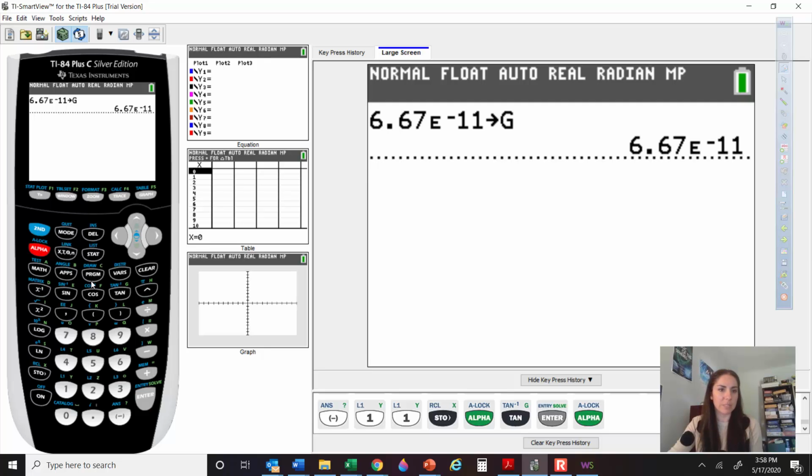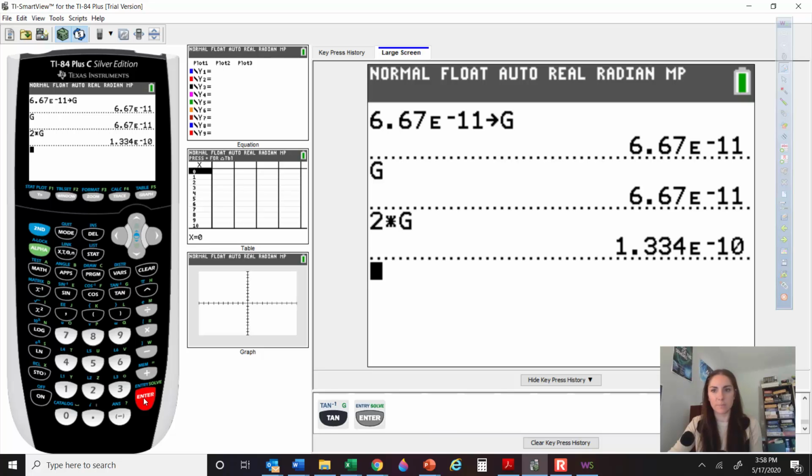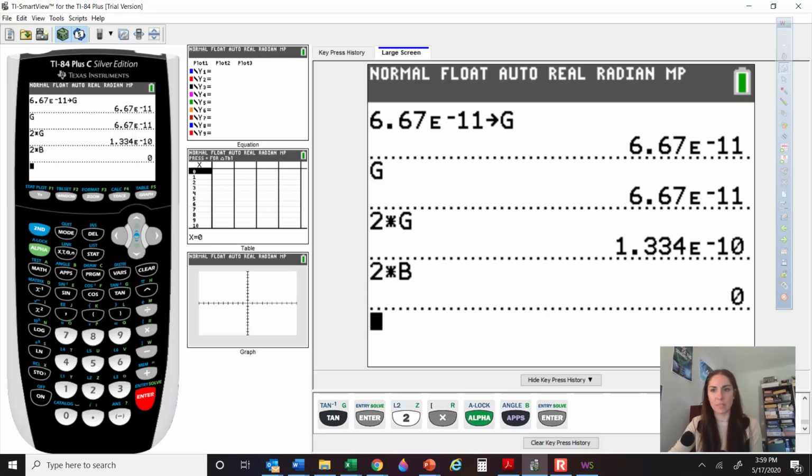So now anytime I press alpha G and press enter, it's my number. I could do 2 times alpha G, and notice that it in fact is double that. Just to show you, if I did 2 times alpha, not G, I get 0. So that's one way you can check it to make sure that it works and that it's not a 0 value. Very cool little thing.